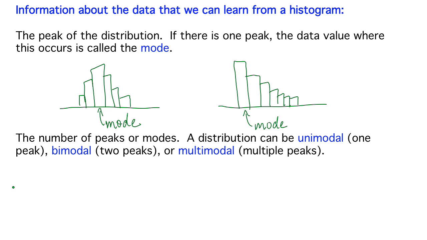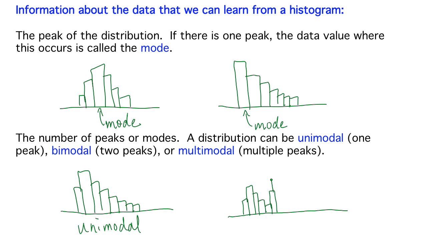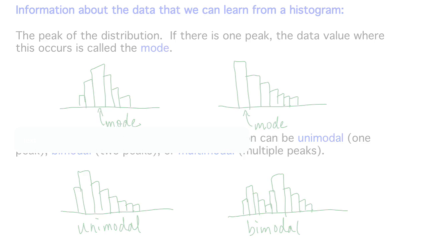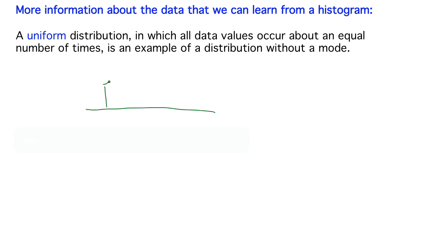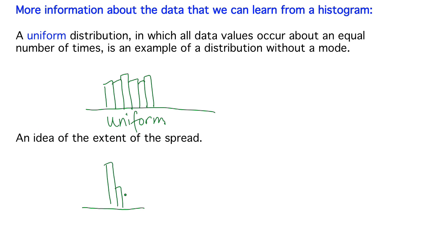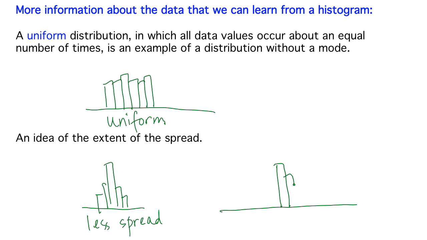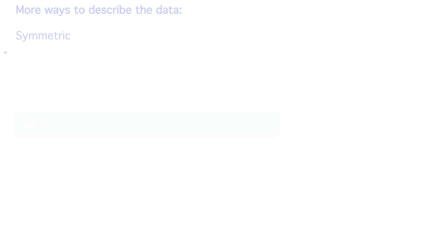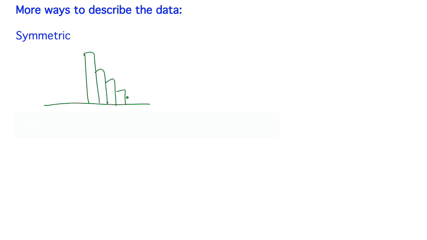We can learn the number of peaks or modes. A distribution can be unimodal, meaning it has one peak, or bimodal, having 2 peaks, or multimodal, having multiple peaks. A uniform distribution, in which all data values occur about an equal number of times, is an example of a distribution without a mode. From a histogram, we can also get an idea of the extent of spread in the data. We can also see the extent of symmetry in the distribution of the data.